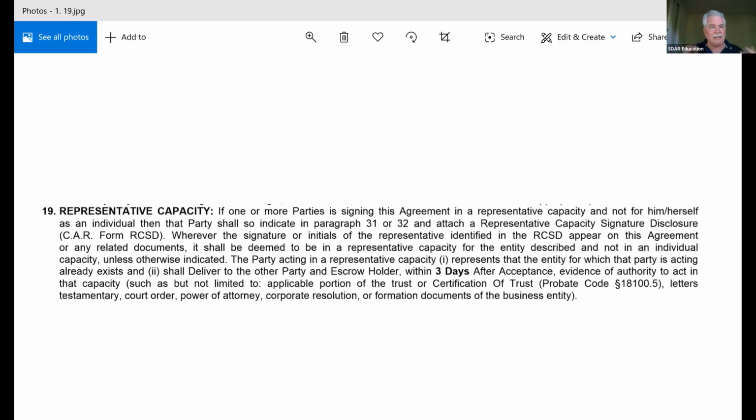Trusts can't sign things. So we need to have something that binds the parties. We need to make sure that the person that is sitting there telling us that they are authorized to do so actually has the ability to do it. Okay, so we're not talking about capacity, we're talking about ability or authority. Okay, all right, so such as but not limited to, the applicable portion of the trust. We call that the certification of the trust, or the trust cert. So my letters testamentary, my court order, my power of attorney, otherwise known as my POA, corporate resolution, or formation documents of the business entity.